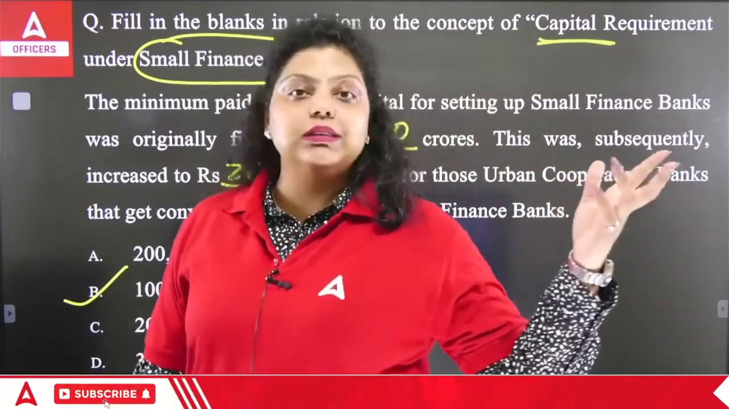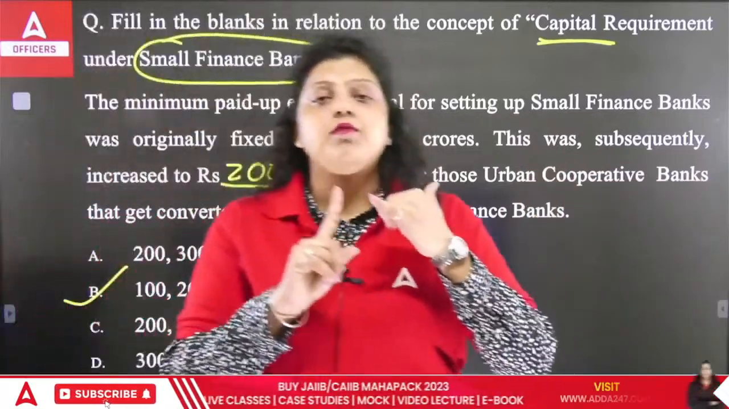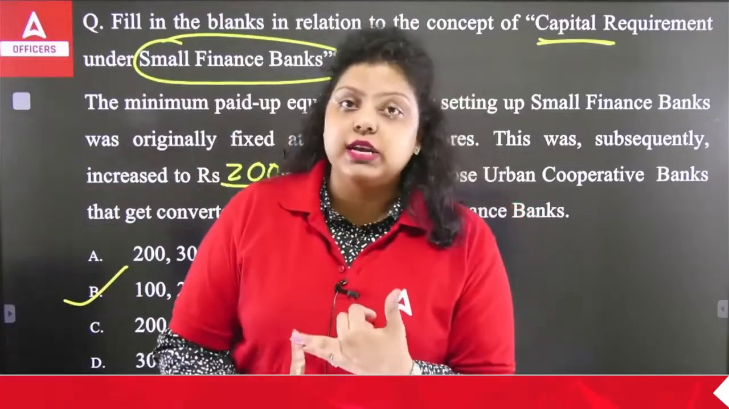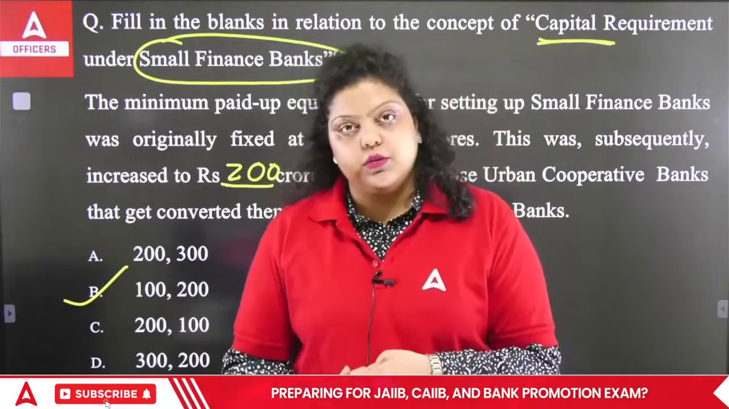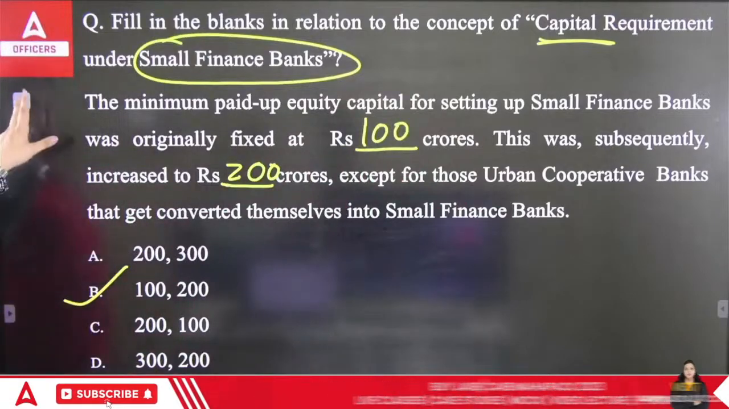For payment bank it was initially 100 and still it is 100 crore for payment banks. Okay, so do remember, for commercial bank it is 500 crores. For a small finance bank now it is 200 crore. For payment bank it is 100 crore. For universal bank it is 500 crore. Okay, so these are the capital requirements to establish a particular bank.